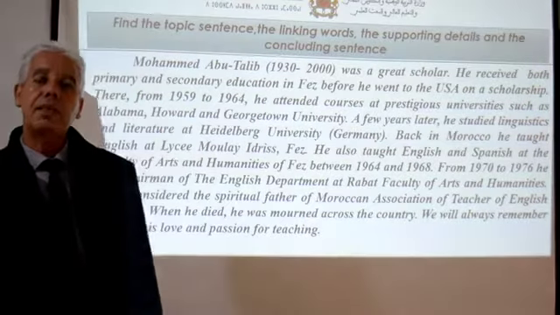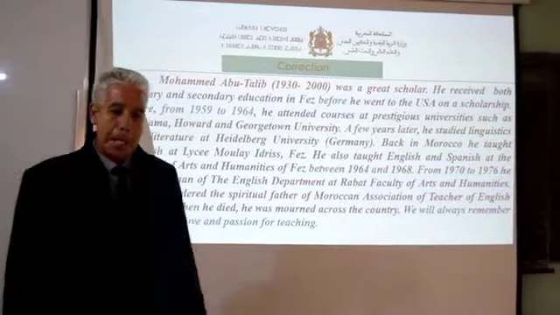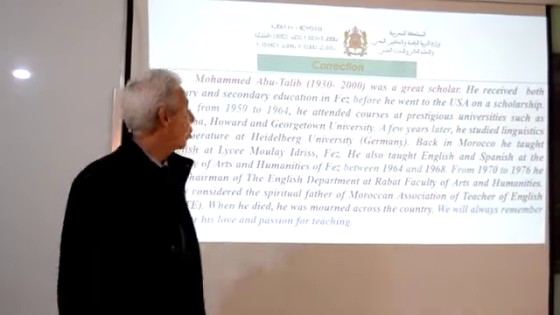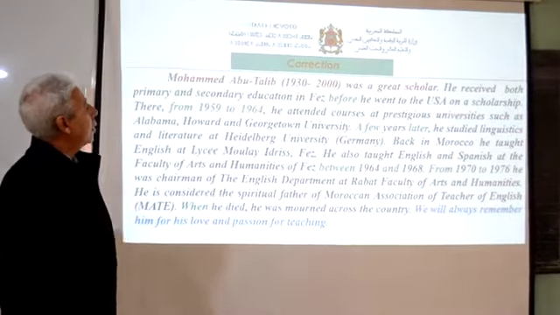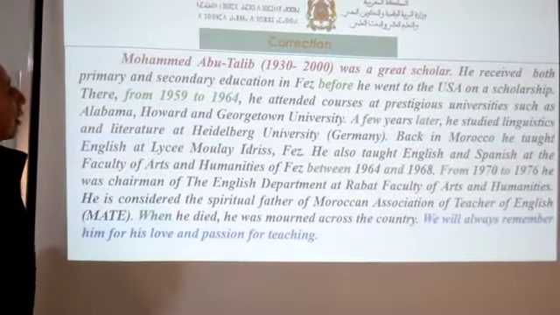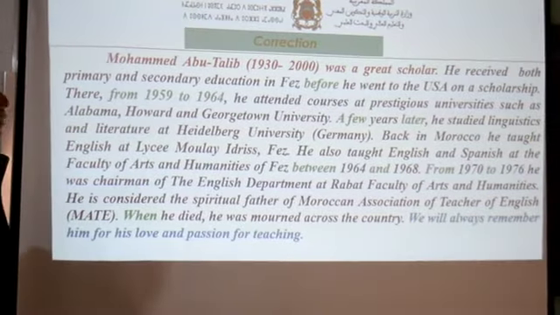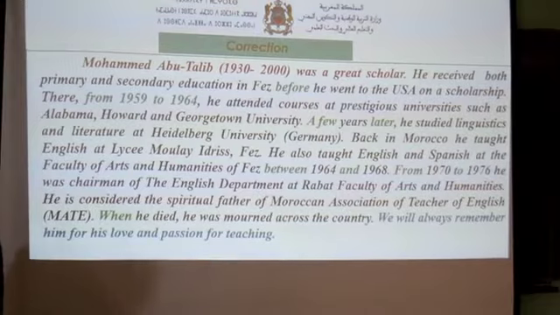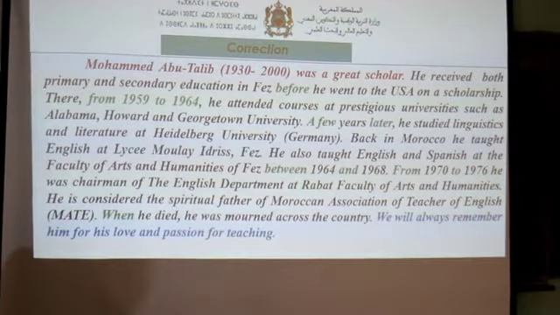Okay, now let's move to correction. Pay attention to colors because they are very important in this stage. As you can see, we have the 4 colors we've spoken before. The red color represents the topic sentence or the opening of your paragraph. The green color is for the linking words.